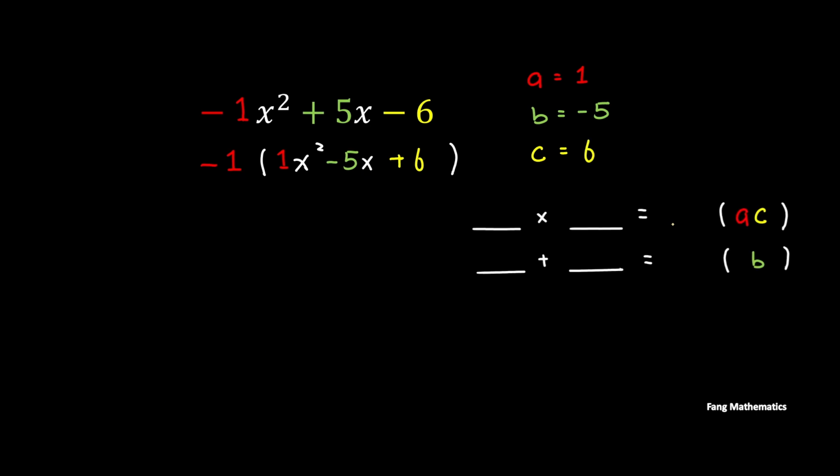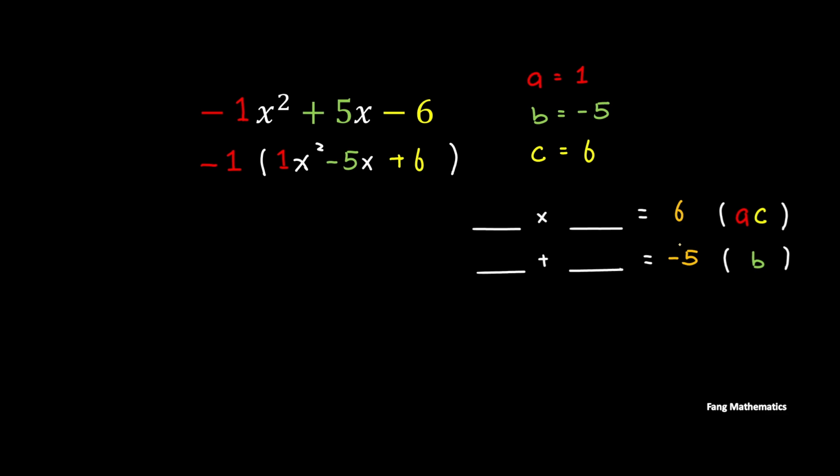We are to create a box where the product of two numbers will give you the product of a and c. In this case, 1 times 6. That should give you 6. And the sum of the two numbers should give you b, so minus 5. You are to think of a combination that satisfies this condition. So let's look at the clue we have. The product of the two numbers is a positive number, 6. So the two numbers must be of the same sign. They are either both positive or negative.